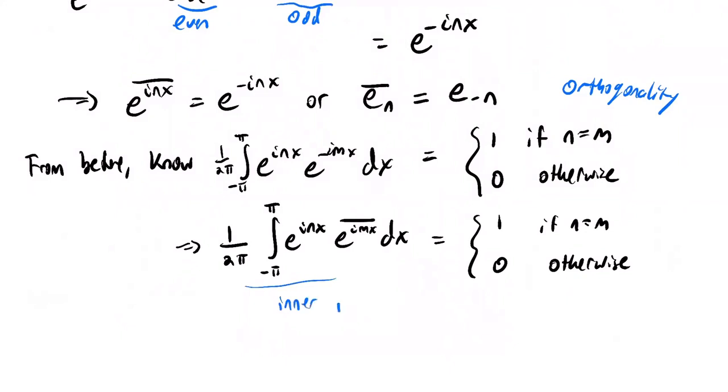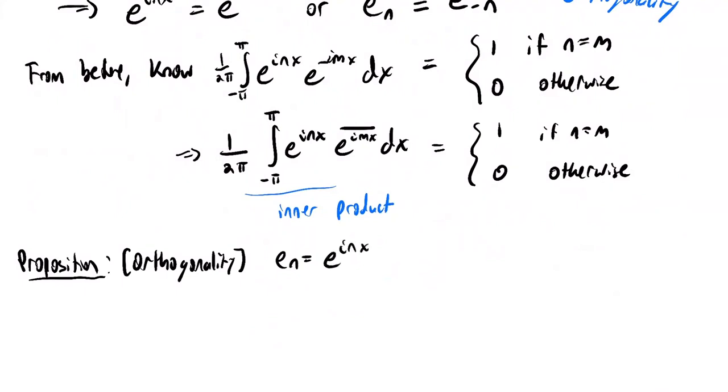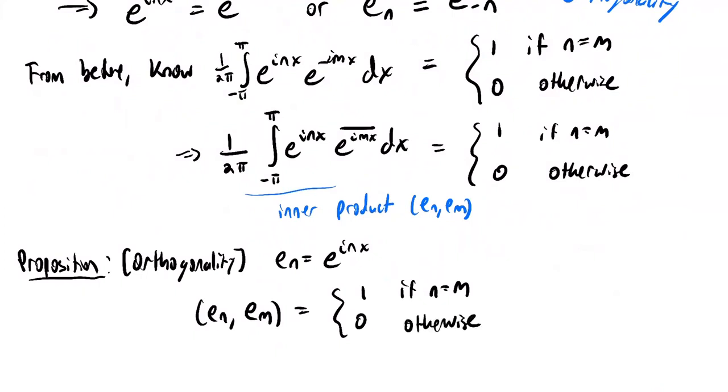But this here is our inner product of these two functions. And so this gives us the following result, which I'll phrase as a proposition. This is the orthogonality. Let me define e sub n is e to the inx as before. What we have above is just the inner product of e_n and e_m. So the proposition is that e_n inner product with e_m, where these are the complex exponentials, is equal to 1 if n is equal to m and 0 otherwise. You want to think about this inner product like a dot product. This should remind you of orthogonal vectors, or orthonormal vectors, and the dot product.